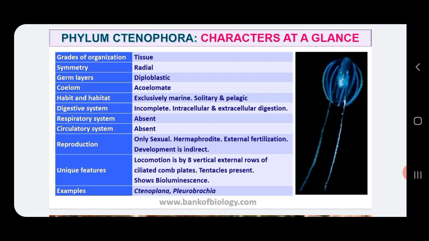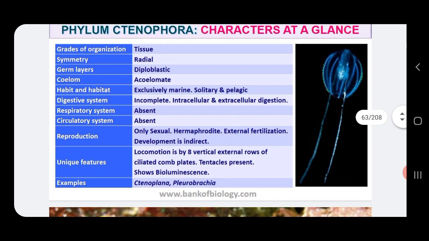Then about the unique features, locomotion is going to take place with the help of 8 vertical rows of ciliated comb plates, and then tentacles are present, and these are going to show bioluminescence. Example for this is Pleurobrachia, Ctenoplana, etc. So this is about the phylum Ctenophora.